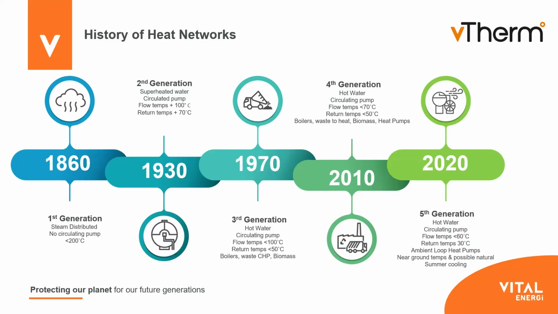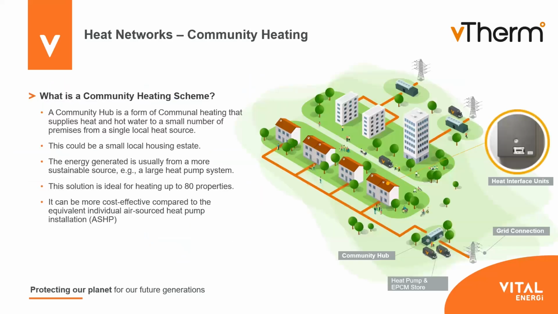We're now into the 5th generation, from around 2020, and the idea is now we are starting to bring in ambient loop heat pumps and also bring the temperatures even lower. So we're now at 55, 60 degrees on the primary flow, and the return temperatures at around 30. The reason for ambient loop heat pumps is we can now look at things like utilizing summer cooling as well. So we'll move on.